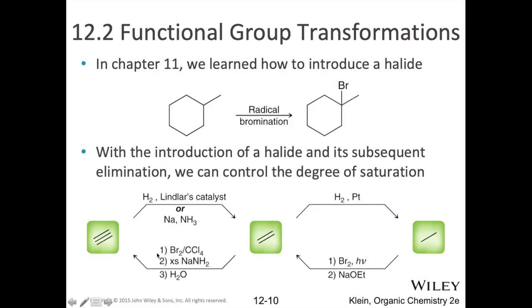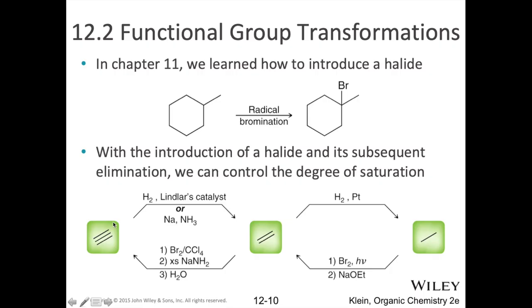Other things to consider: back in the chapter on alkynes, we saw that there are different ways to cycle between alkynes, alkenes, and alkanes. We can reduce those down accordingly using hydrogen and a metal catalyst like platinum or palladium.